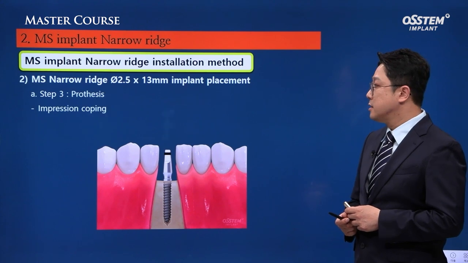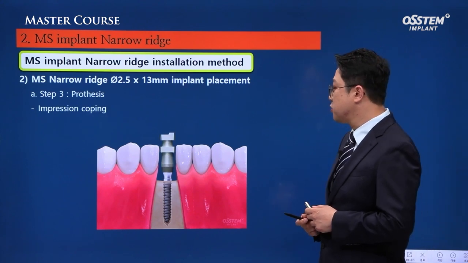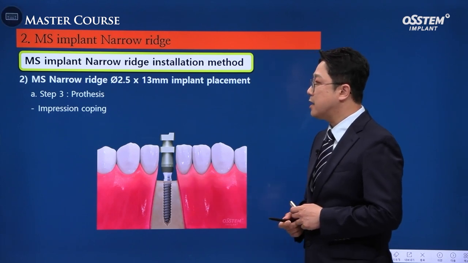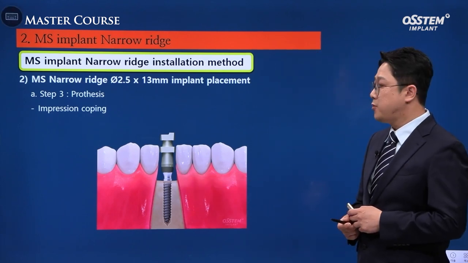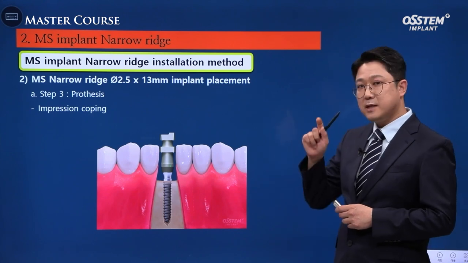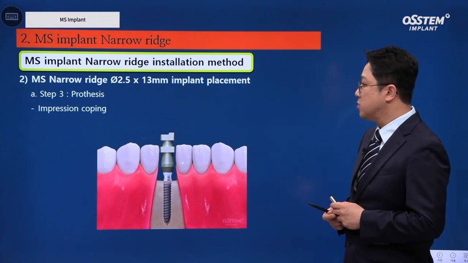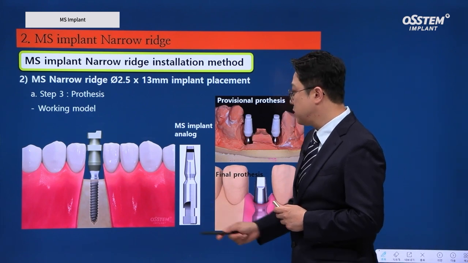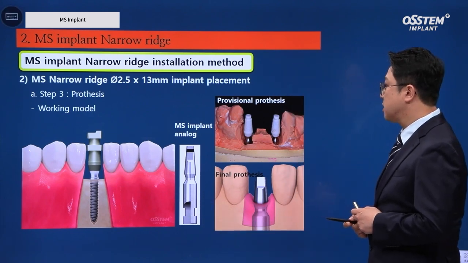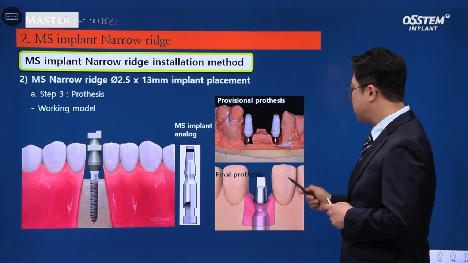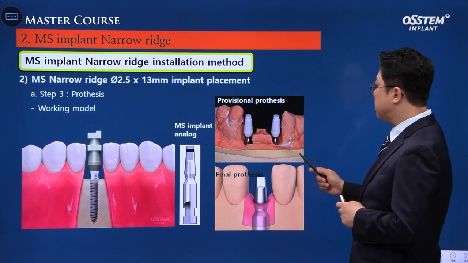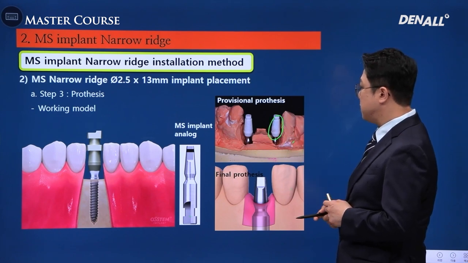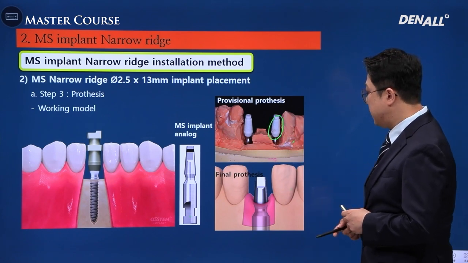Impression is taken to fabricate prosthesis. There's a special impression coping. Impression coping for MS implant exists. It clips on. You take impression. After that, you use MS implant's analog. You can create model, and using this you can fabricate provisional. There's also a provisional cap to fabricate provisional, or you can just fabricate final prosthesis.